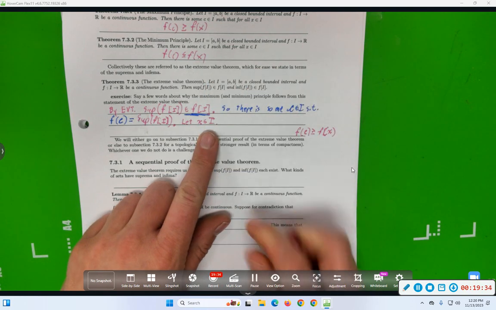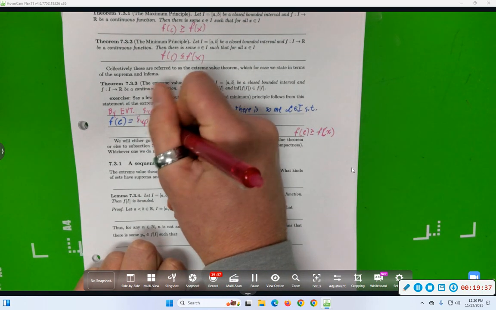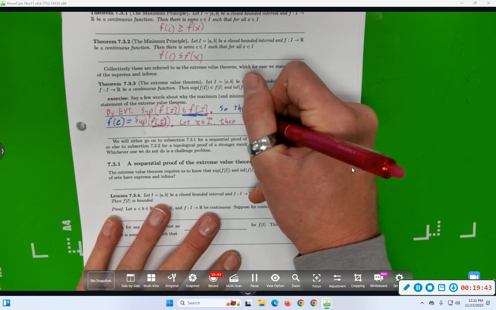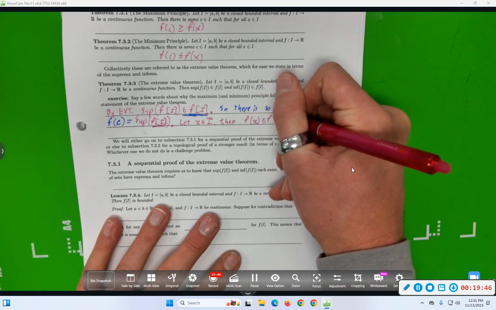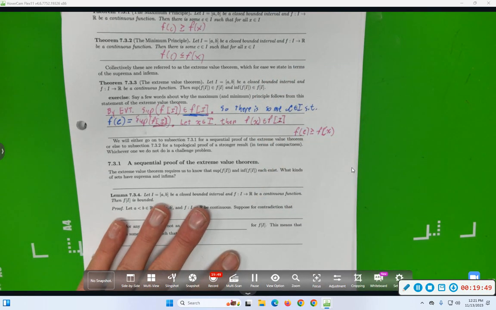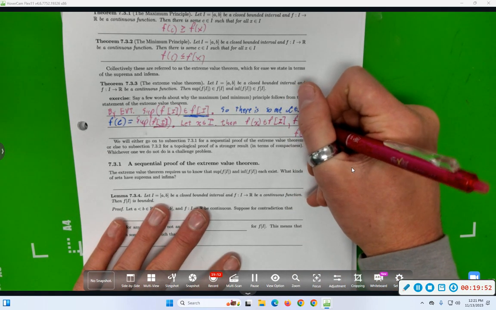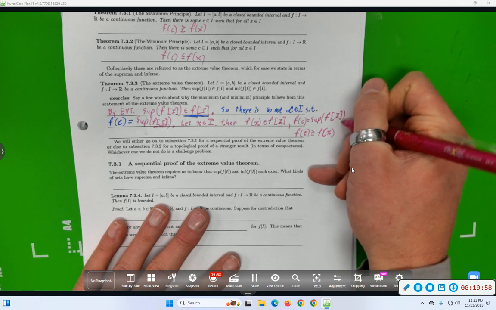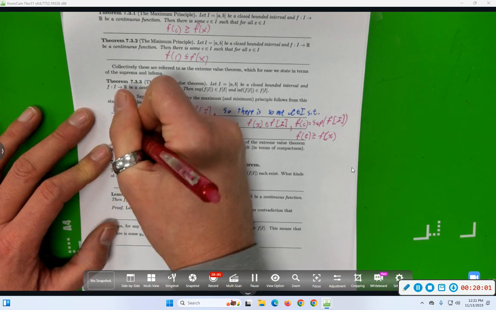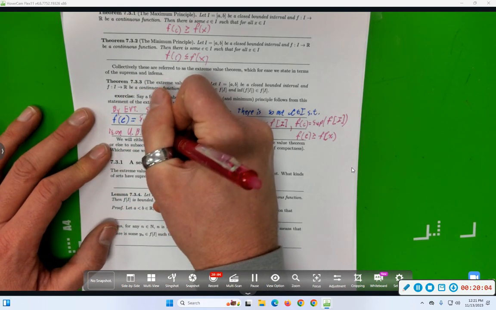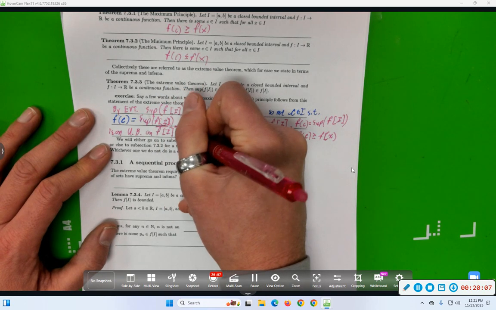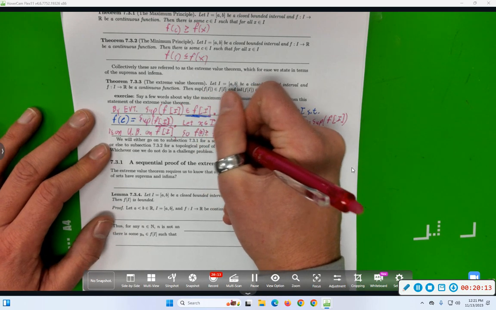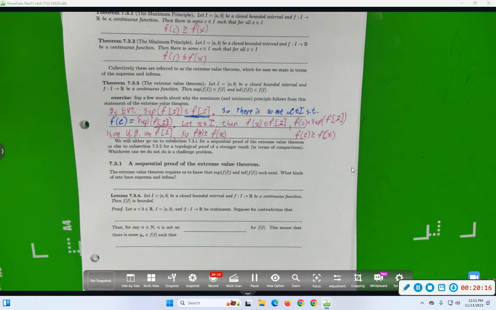Let x in I. So I think what's important is that f(x) is in that set. Then f(x) is in f(I). f(c) equals the supremum of f(I), which is an upper bound on f(I). So f(c) is bigger than or equal to f(x). That seems sensible?